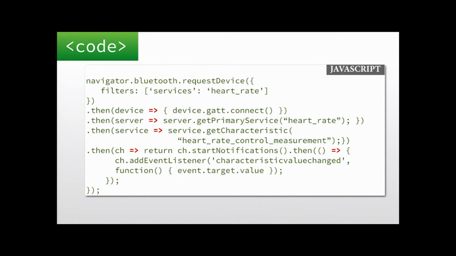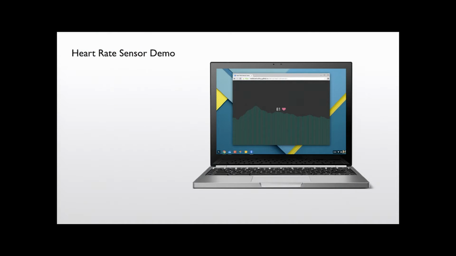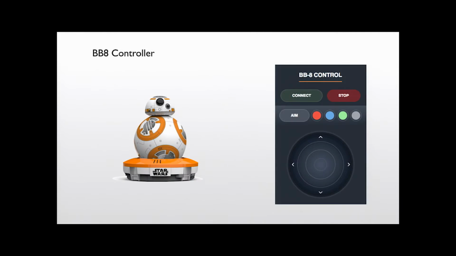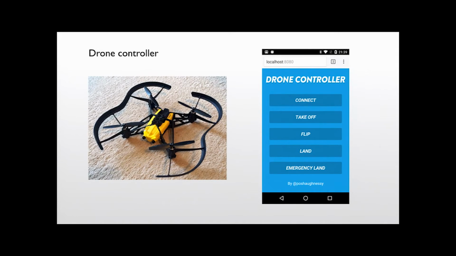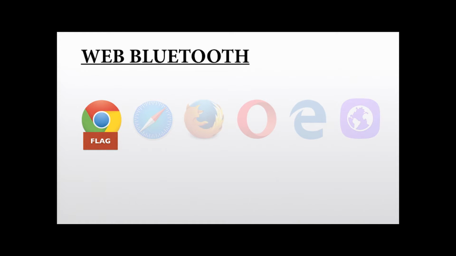And of course, with ES6, it looks better. You have the links on the URL. There are a couple of demos. You can connect to heart rates. You can control BB8, for example. You can control drones using just a website. Okay? You can talk to any Bluetooth device around you. So this is only on Chrome today under a flag. It's going to be in the final version pretty soon, but there are a lot of security things going on, so that's why they're still not releasing that yet. But it works on Android and desktop as well.